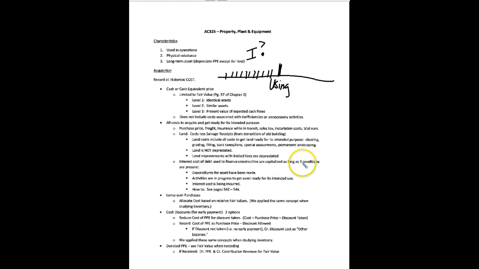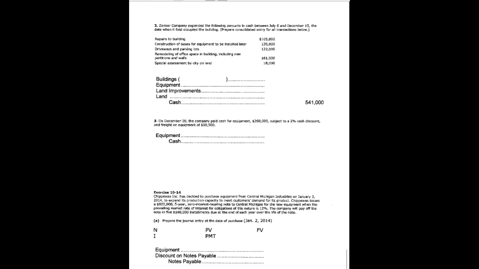So here's the criteria. You have to have 3 things going on. We have to be having expenditures, so that's during the construction period. Activities are in progress to get the asset ready for its intended use, but we haven't started using it yet. And interest is being incurred. And if you want to take a peek, there's some pages in your textbook that'll fine-tune the actual rules. Okay, so let's skip forward to problem 6.